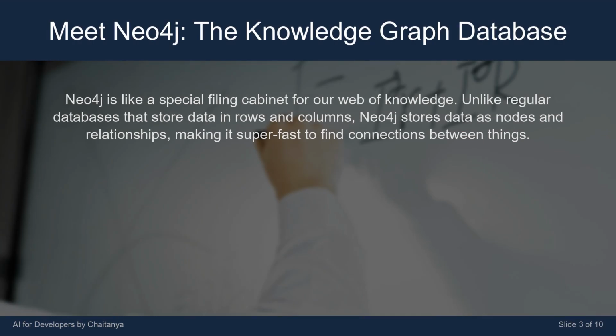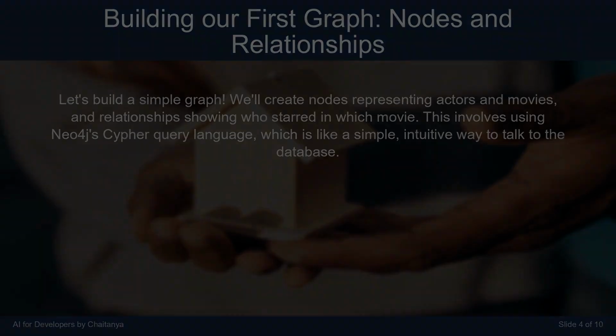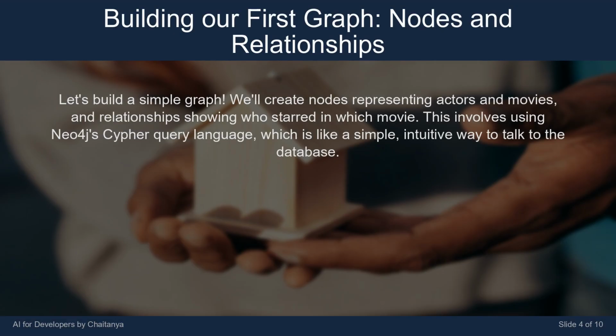Neo4j is like a special filing cabinet for our web of knowledge. Unlike regular databases that store data in rows and columns, Neo4j stores data as nodes and relationships, making it super fast to find connections between things. Let's build a simple graph. We'll create nodes representing actors in movies, and relationships showing who starred in which movie.